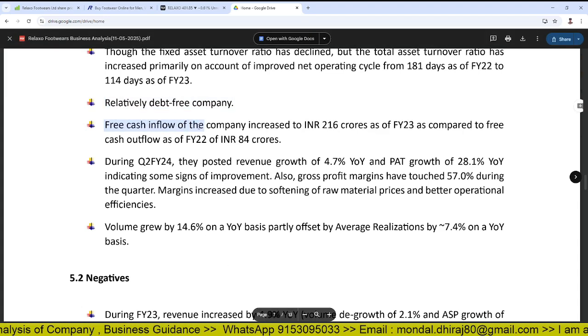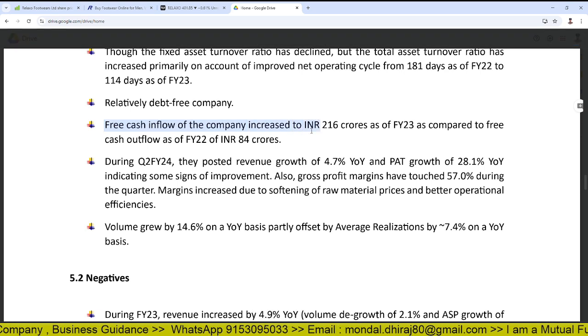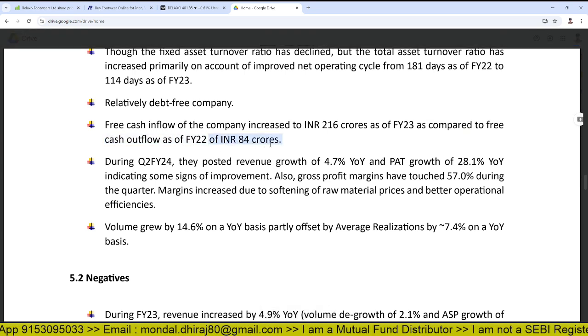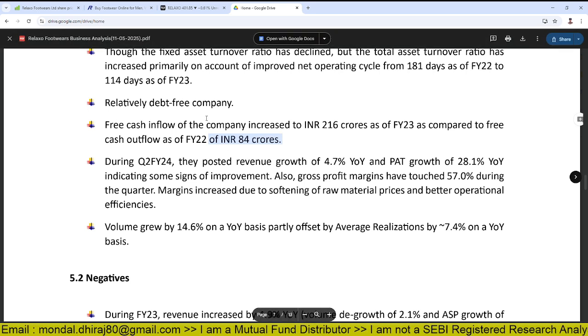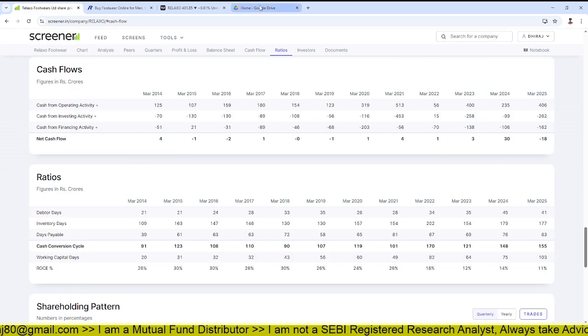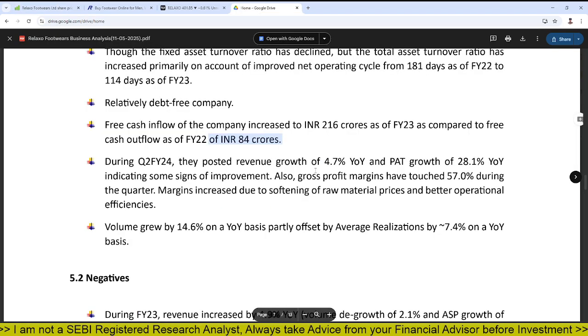And also free cash flow inflow of the company increased to INR 216 CR as of FY 23 as compared to free cash outflow as of FY 22 of INR 18 CR. So this is the free cash flow statement. You can see from the cash flow statement there are 406 CR operating cash flow, which is basically a positive sign. That means company is receiving cash from the end customer.